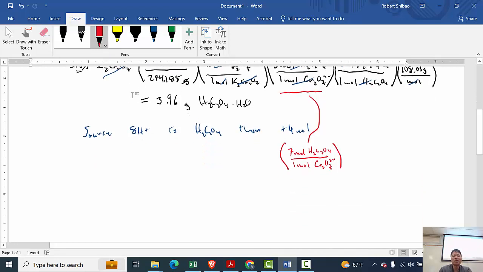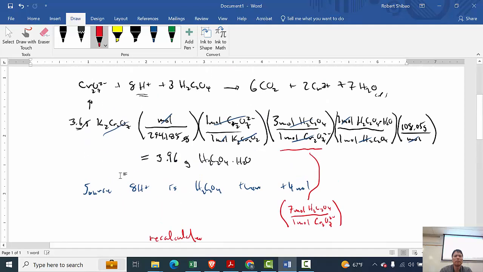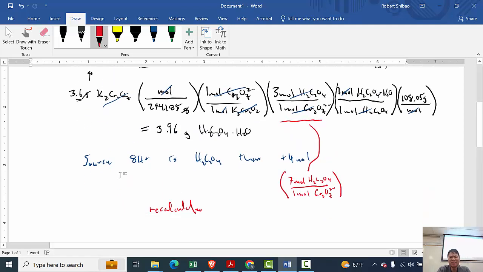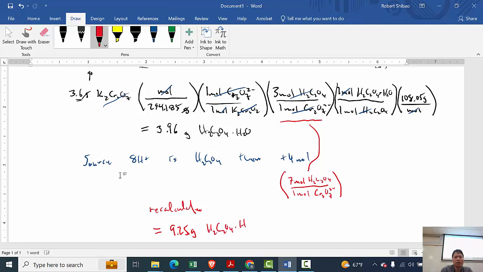All right, so if we recalculate this, what I do is I'll just do 7 times my previous answer, divided by 3. And so if we recalculated, then I should use 9.25 grams of oxalic acid dihydrate, or monohydrate, sorry. So I should use 9.3 grams, if we have 2 sig figs.